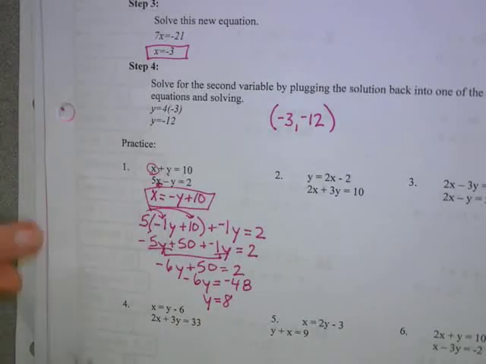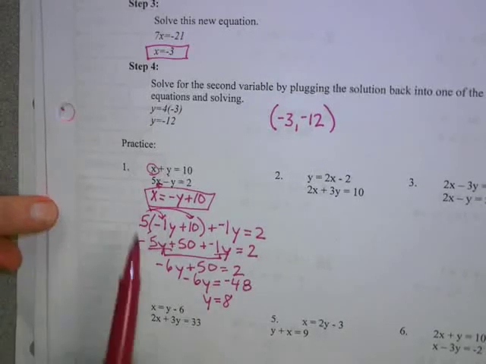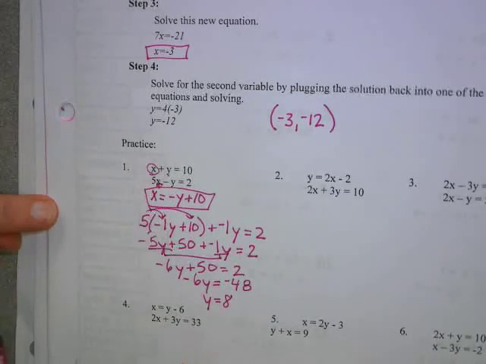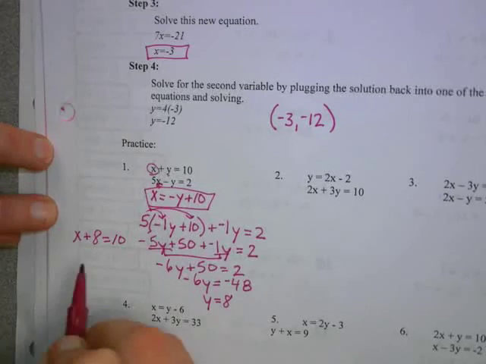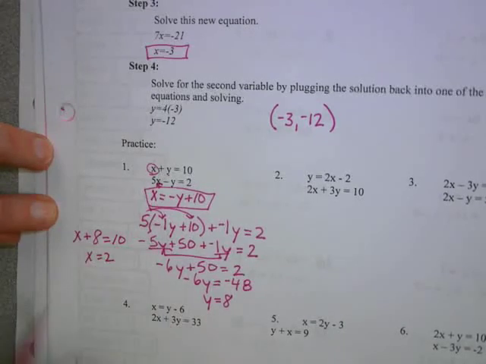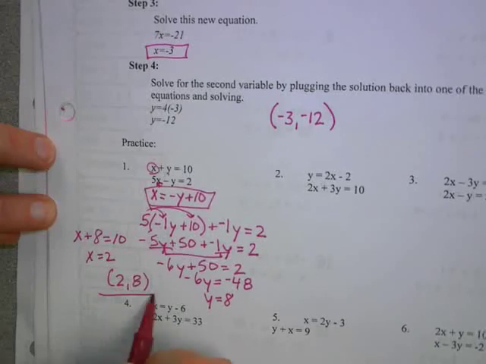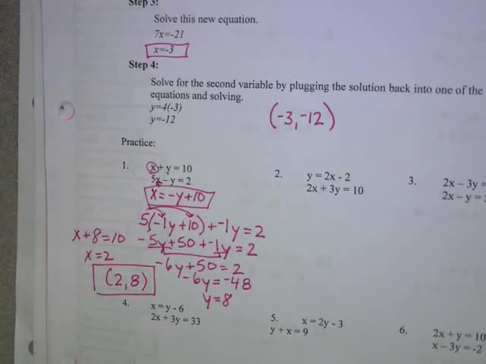So over here, I'm going to then take this y is 8 and I can plug it into either equation. Which one would be easier? The first one, right? X plus y is 8 equals 10. So what does x have to be? X has to be 2. So my solution is 2, 8. And if I take 2, 8, and I plug it into both of the equations, it's going to work.